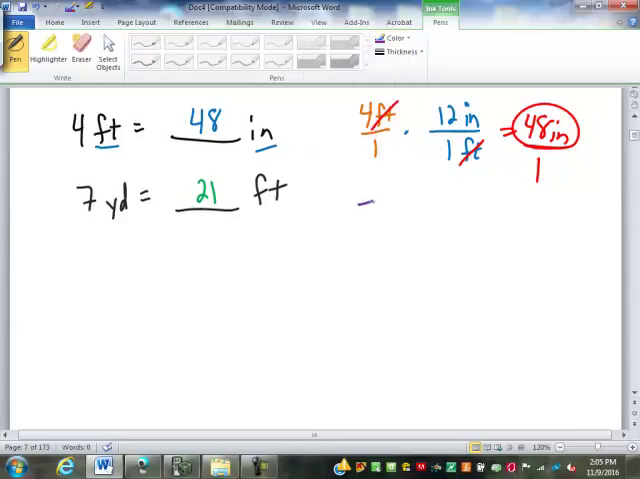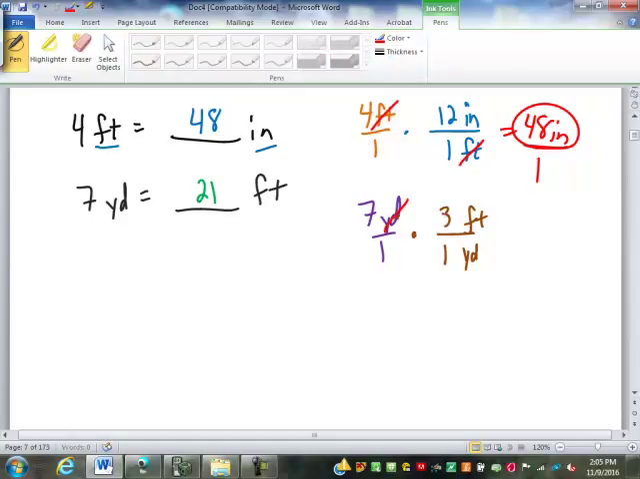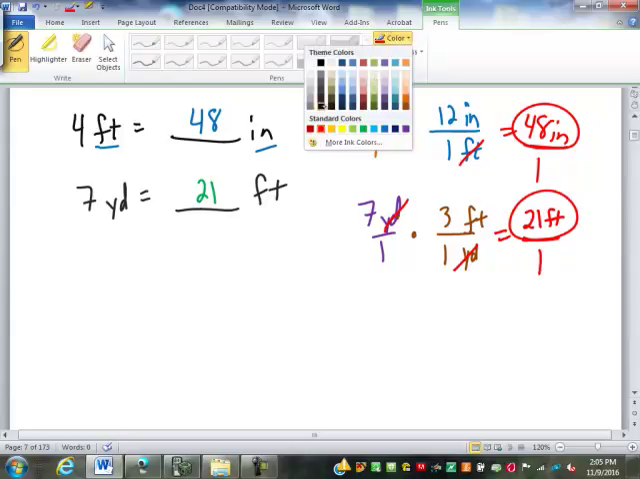Down here for our yards, we could have done the same thing. 7 yards, put it over 1 to make it a fraction. In our conversion factor, we're getting rid of yards, so they're on top here. We put them on bottom here, so they'll cross-cancel out. We're converting into feet. 1 yard is 3 feet. So the yards do cancel out. 7 times 3 feet is 21 feet. 1 times 1 is 1, so 21 feet over 1 is just 21 feet.